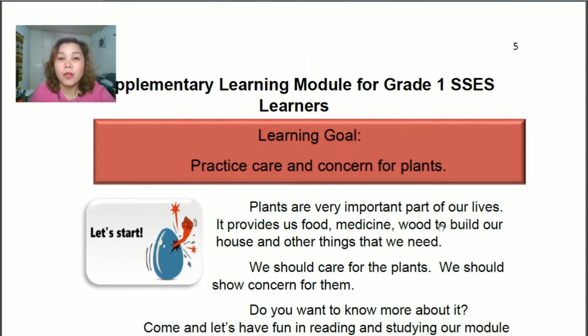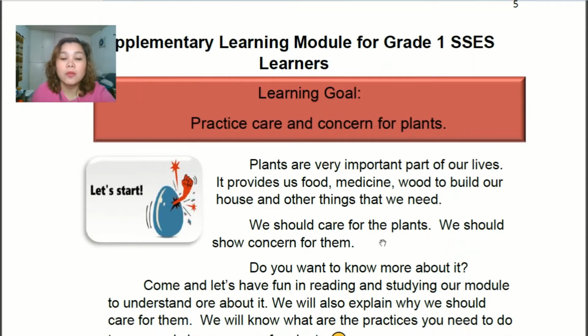Plants are a very important part of our lives. They provide us food, medicine, wood to build our house, and other things that we need. We should care for the plants. We should show care and concern for them.